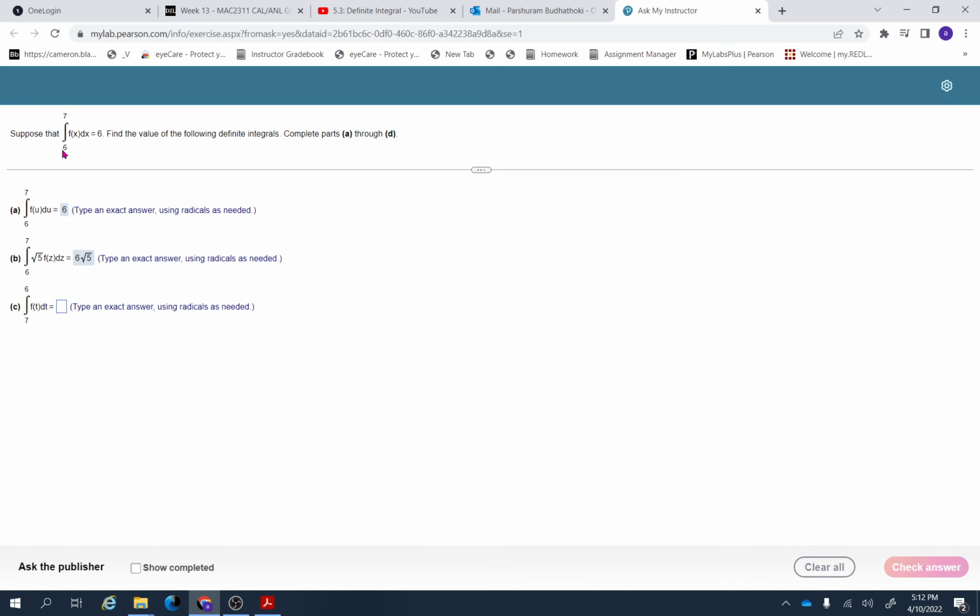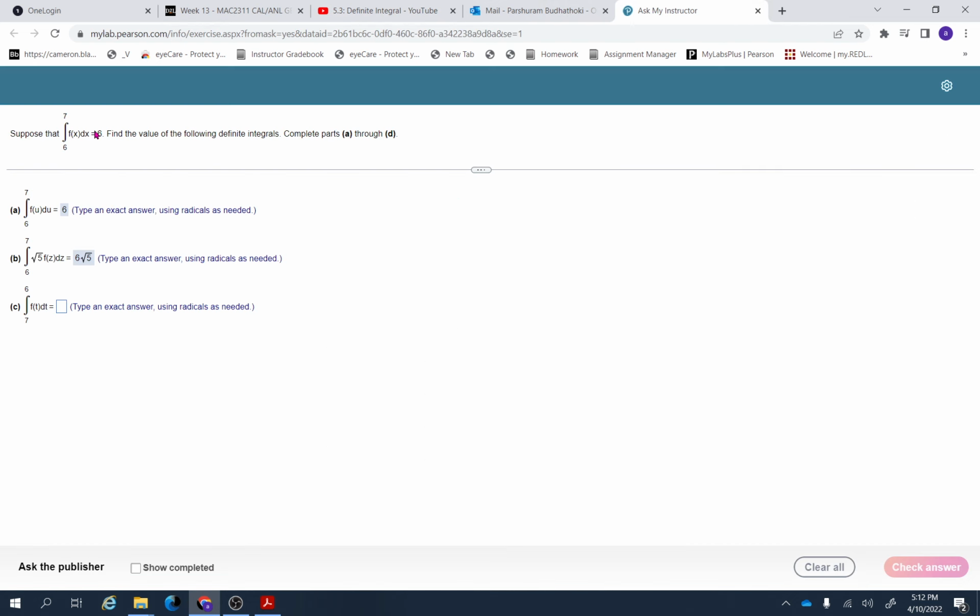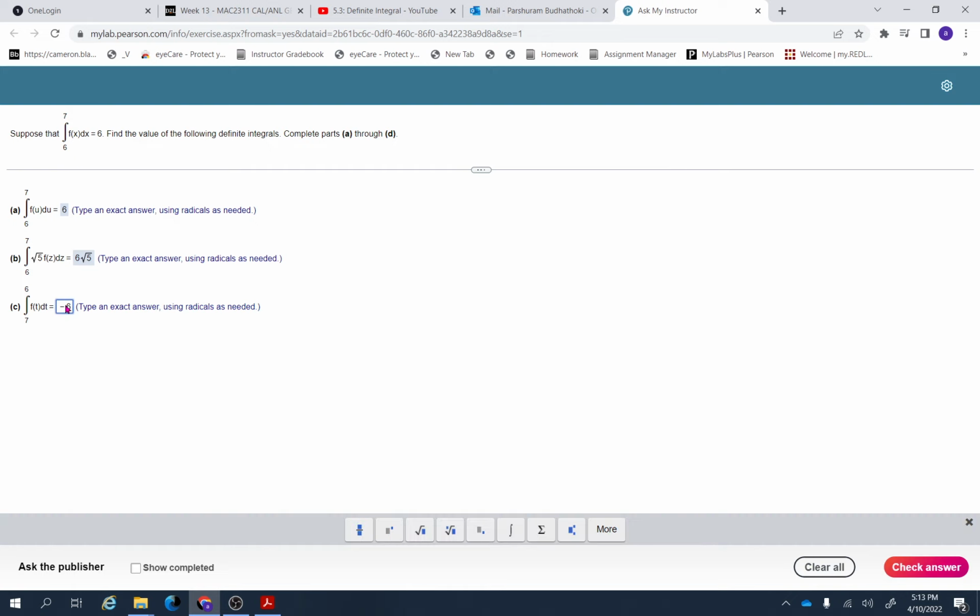Now here the integration from 6 to 7 is given, which is 6. Here the limits of integration are just flipped, 7 to 6. So if you use the order of integration property, you just have to put a negative sign in front of the value you already have available. So this is the negative of this value, which means it will be negative 6.